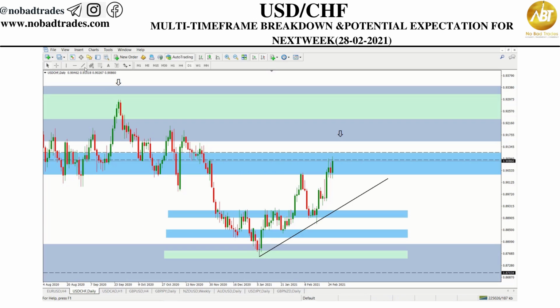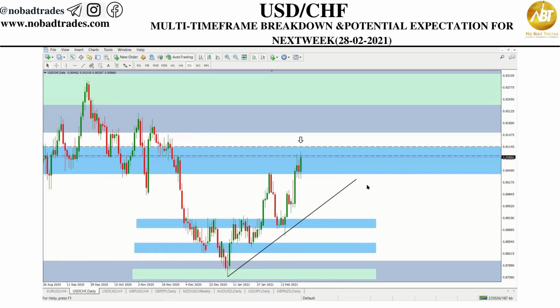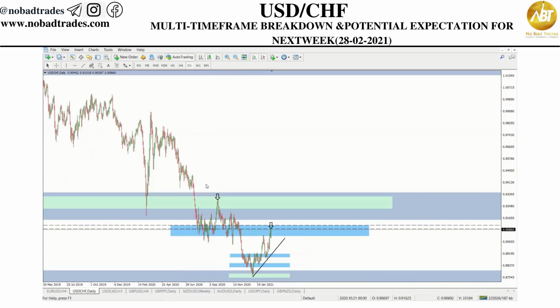Now, apart from the fact that AB equals CD is completed, this rejection is around the 61.8 zone, okay? Which is telling us that we have resistance forces. Number one, the completion of the ABCD pattern. Number two, the Fibonacci 61.8 resistance. And number three, this overall zone, which is a previous area of support turning resistance. Makes sense, right?